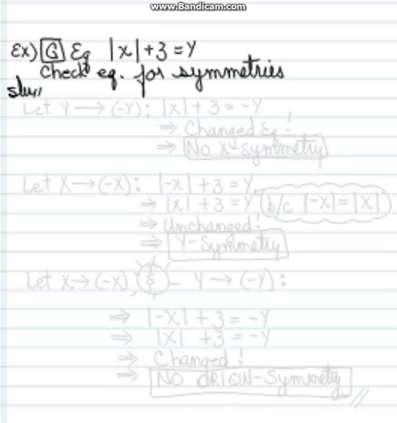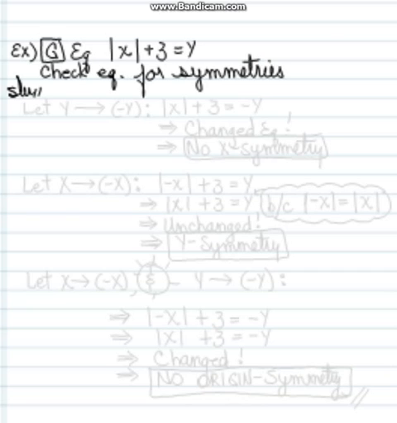Here we're given the equation absolute value of x plus 3 outside of the absolute value symbol equals y. And now we're asked to check for the symmetries of this equation. The first type of symmetry we're searching for is the possibility of an x symmetry.